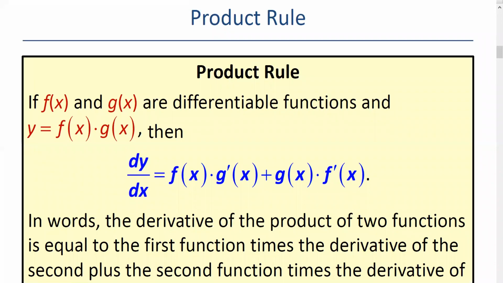If f of x and g of x are differentiable functions and y equals f of x times g of x, then the derivative of y with respect to x is the product of the function f and the g prime plus the product of g times the derivative of f. If you denote f of x as u and g as v, the derivative of the product of u and v would be u times v prime plus v times u prime.